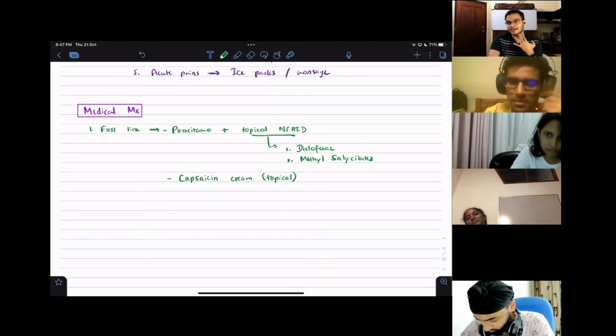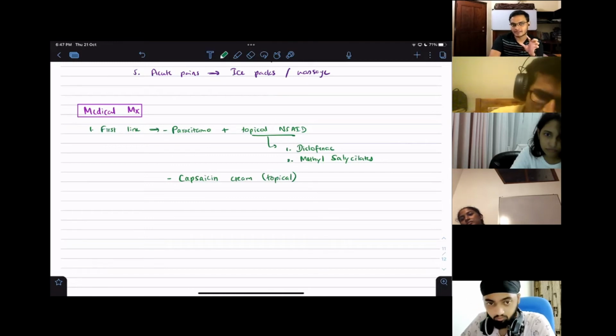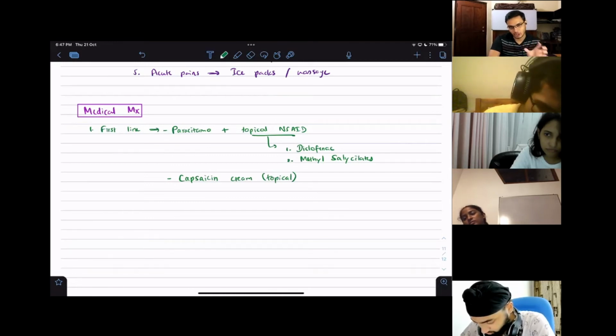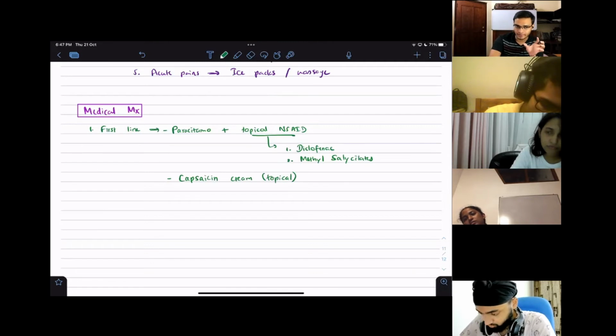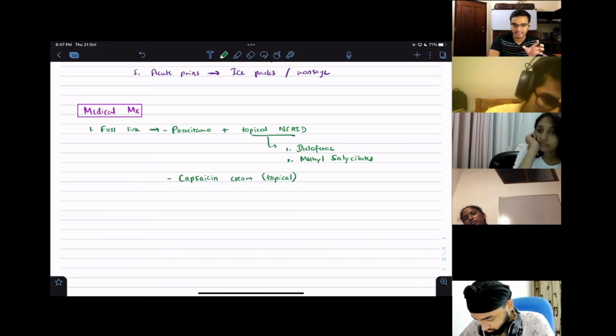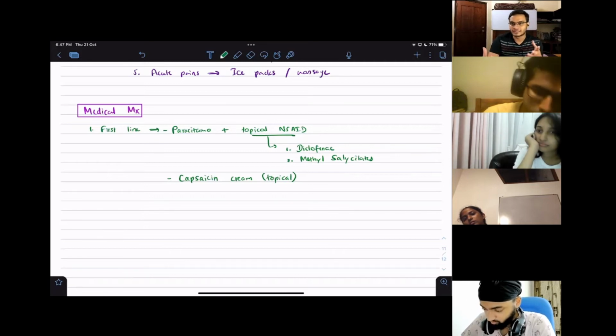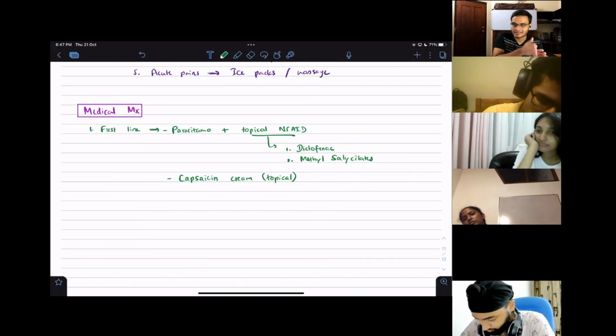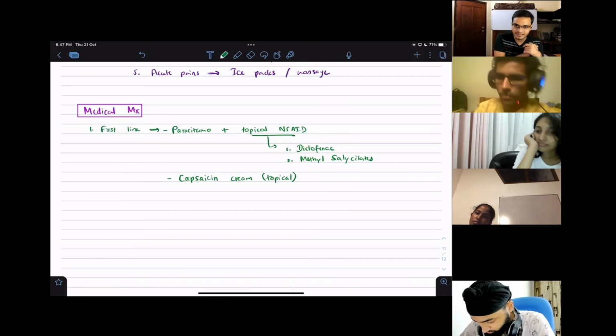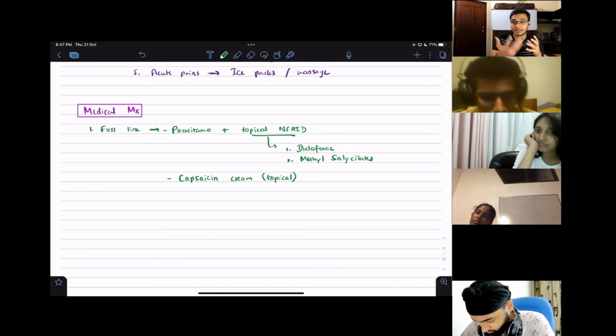Capsicum, right? This capsaicin molecule is a substance found in chili peppers, specifically capsicum, that gives it its pungence. If you have made any food with capsicum, if you have even cut some capsicum, your hand starts burning after a while. That is because of this capsaicin. So they developed a cream using this capsaicin.